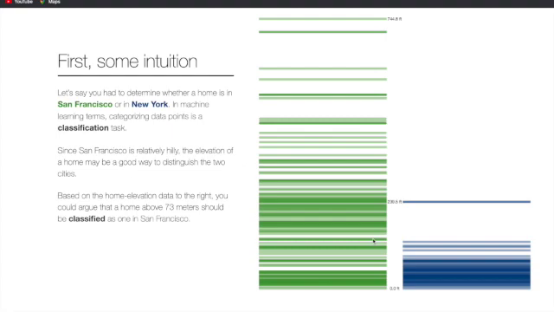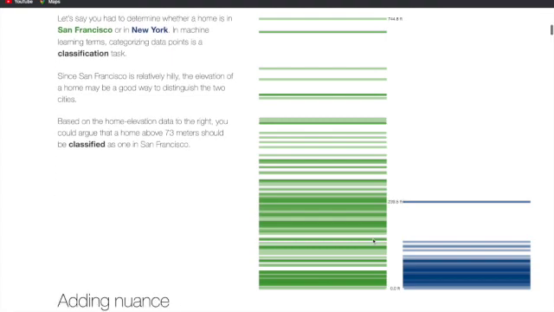Since San Francisco is relatively hilly, the elevation of a home may be a good way to distinguish the two cities. Based on home elevations, data to the right, you could argue that a home above 73 meters should be classified as one in San Francisco.